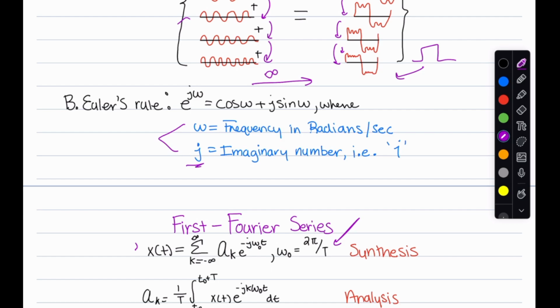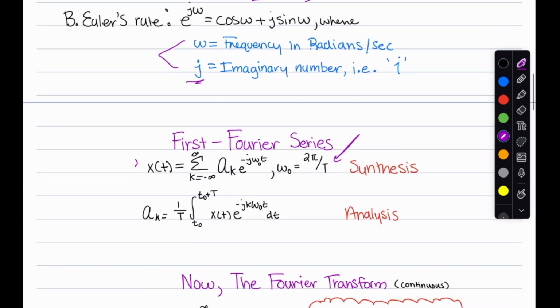The second thing, of course, is j. You've probably seen this number in a lot of math classrooms as i. It's just an imaginary number. So that's why we call it a complex exponential. It's e to the j times omega. So Euler's rule is the last principle.